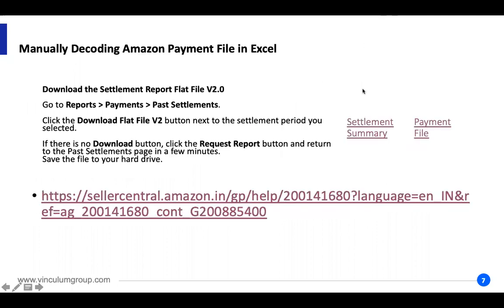So how can you manually decode the Amazon payment file? For all of those who are well versed with Amazon Seller Central, there is this simple tool they have given to you. If you go to the reports section, and click on the payments tab, you will find a tab known as past settlements. You just click the download flat file V2 button, which is essentially a payment file for a particular settlement period that I showed you briefly before.